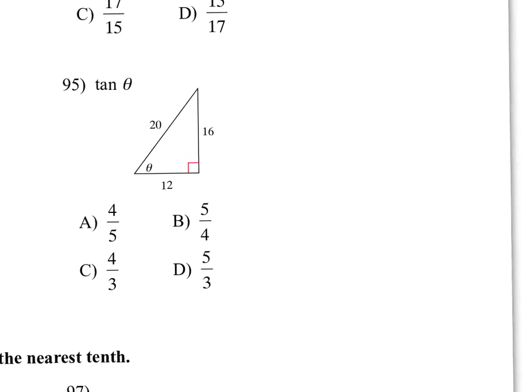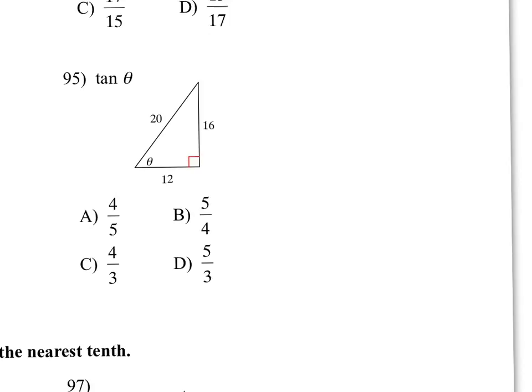For number 95, similarly, we're looking at tangent of theta, which is going to be based on the opposite and the adjacent. And that's going to be 16 over 12, which is 4 over 3.